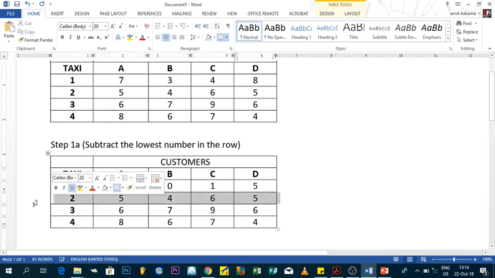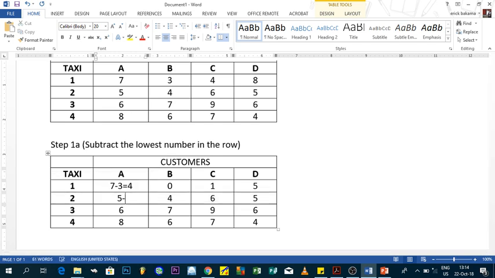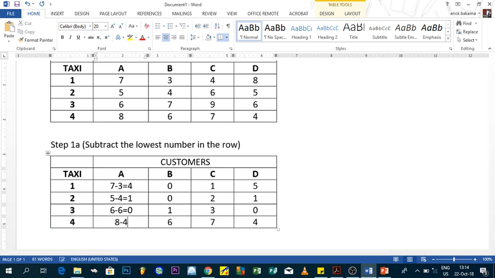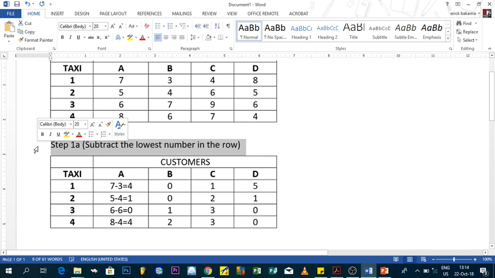Then we do the same thing for the second row. The smallest number is 4, so 5 minus 4 gives you 1. 4 minus 4 is 0. And then here you get 2 and you get 1. Then the smallest number in the next row is 6. So 6 minus 6 gives you 0. 7 minus 6 is 1. 9 minus 6 is 3. And 6 minus 6 is 0. Then on this row here, the smallest number is 4. So 8 minus 4 gives us 4. 6 minus 4 gives us 2. 7 minus 4 gives us 3. And 4 minus 4 gives us 0. So we're done with the first step, which is about subtracting the lowest number in the row.